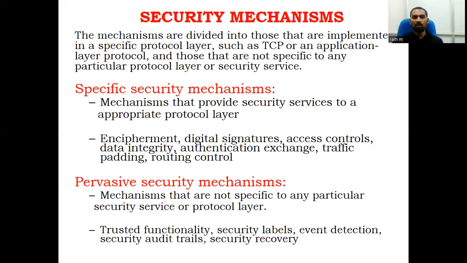Generally we have two types of models, the OSI model and the TCP model. If we follow the OSI model, we have 7 layers. If we follow the TCP model, we have 5 layers. We all know that; we studied it in computer networks. If we provide security mechanisms with respect to the layers in OSI or TCP, we call those specific security mechanisms. If we provide security mechanisms not related to any protocol, those are called pervasive security mechanisms. But generally we will see only specific security mechanisms.